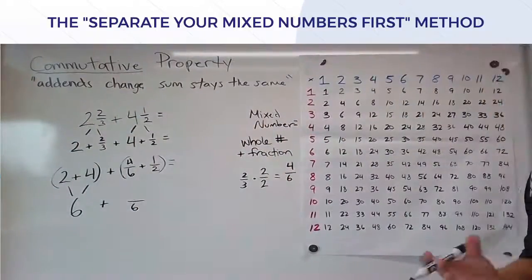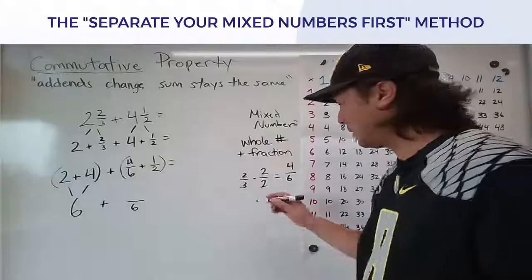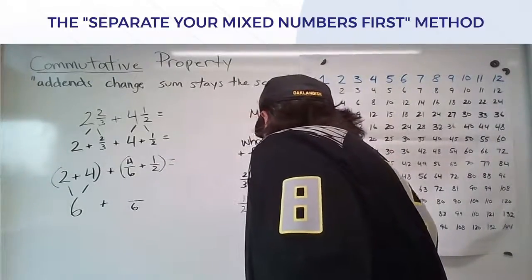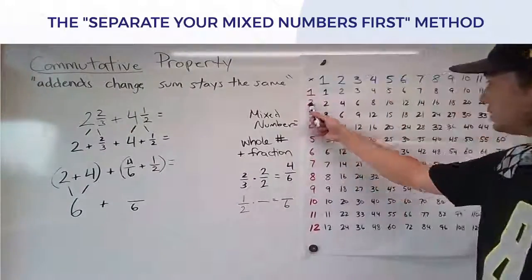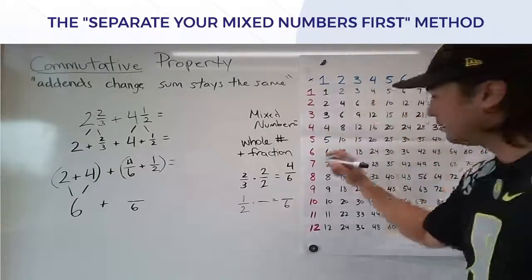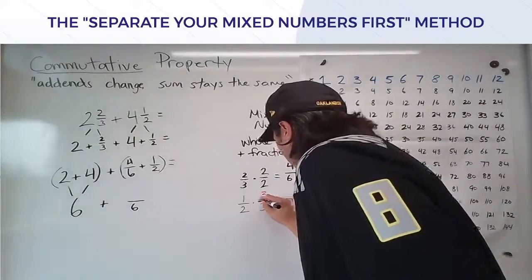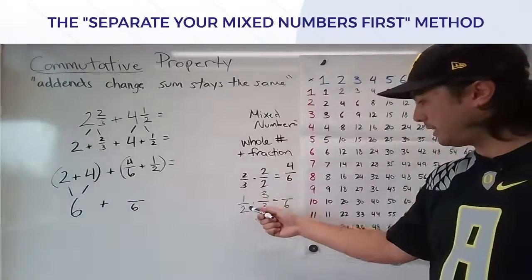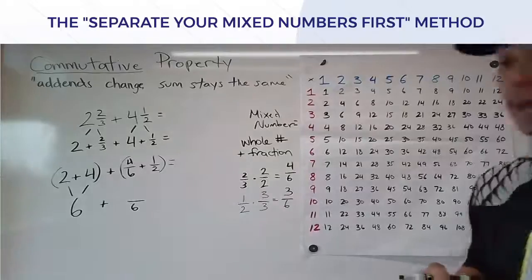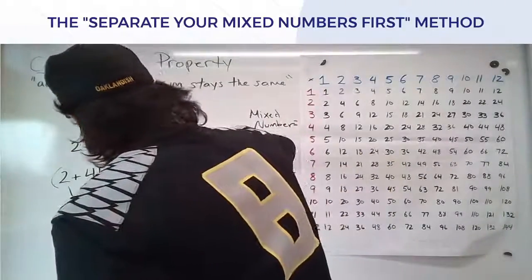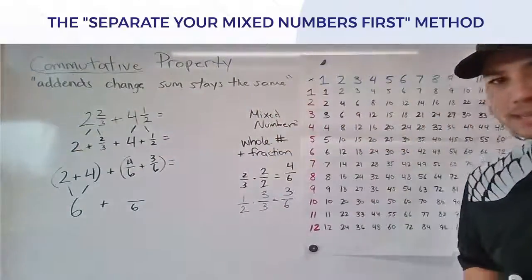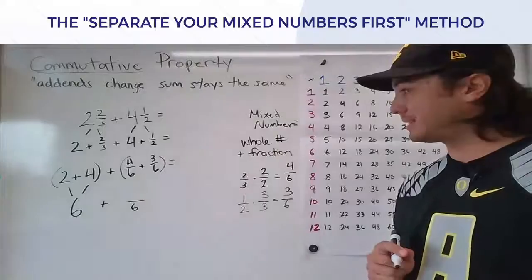Now, 1/2. 1/2 equals how many sixths? 2 times 3 is 6. So I'm going to use 3/3. And now I can see here that 1/2 is equivalent to 3 sixths. So again, I'm going to erase and rewrite. So now we have 4 sixths plus 3 sixths.